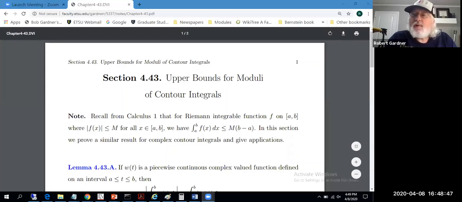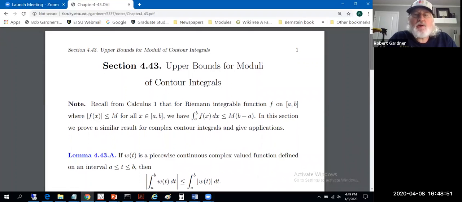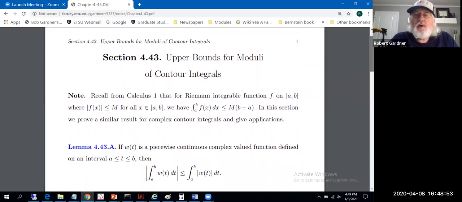Now we're going to put bounds on definite integrals. The only kind of integrals we have is definite integrals. And this is quite similar to a result you see in Calculus 1. So section 4.43, upper bounds for moduli of contour integrals, is the title.